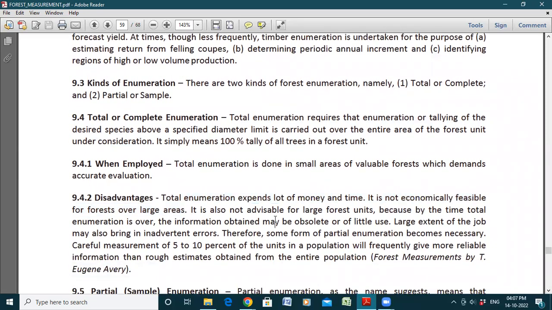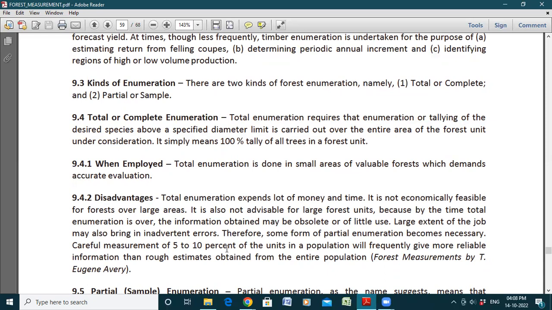It is also not advisable for large forest units because by the time total enumeration is over, the information obtained may be obsolete or of little use. Because when we do total enumeration of a whole large forest, by the time the enumeration is finished, there is a chance that the earlier information becomes obsolete or outdated. The large extent of the job may also bring in inadvertent errors. Therefore, some form of partial enumeration becomes necessary.